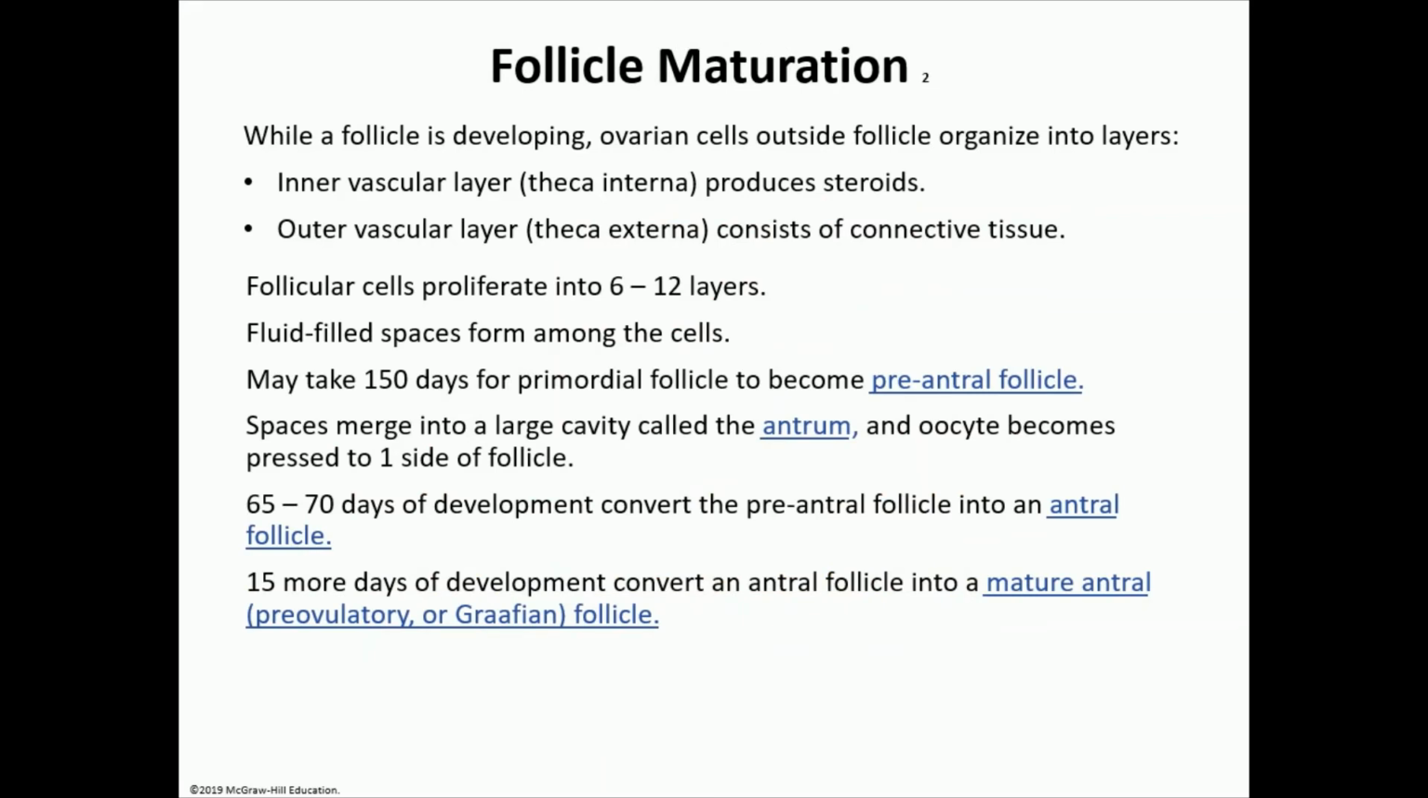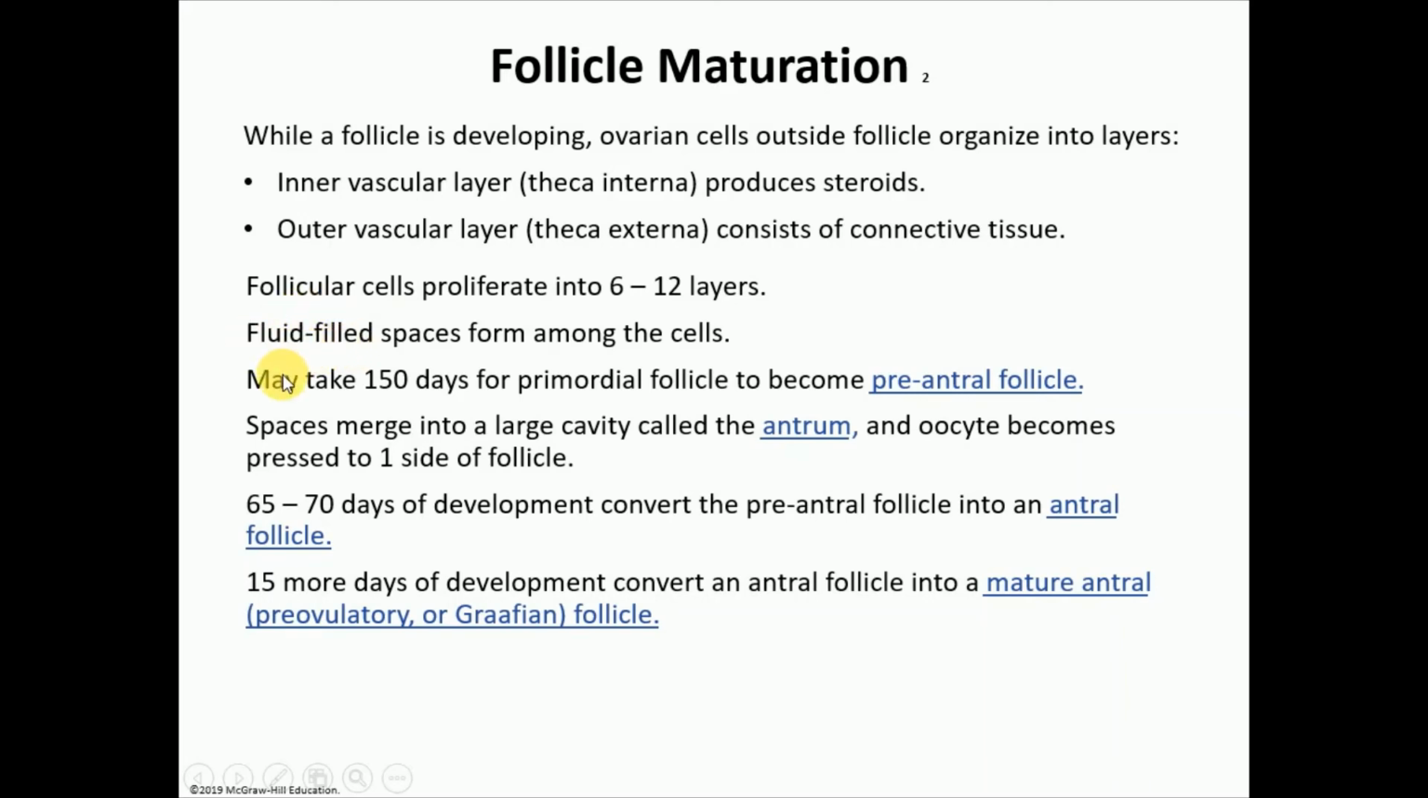When a follicle develops, we have these different layers. So there's the inner vascular layer known as the theca interna, which makes steroids, and the outer vascular layer or the theca externa, and that's made out of connective tissue and it's protective. Lots of follicular cells, and then there's that fluid space, that fluid-filled space.